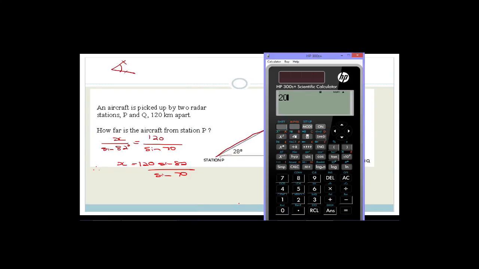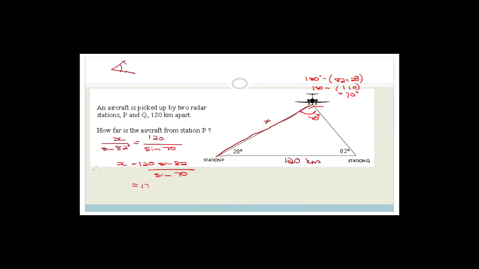And we've got 120, let's try again, 120 multiplied by sine of 82, close bracket, equals, divided by sine 70, close bracket, equals, and it's 126.458521. Remember, unless I tell you otherwise, you always round off to two decimal places. So in this case, it's 126.46. Okay, 126.46.